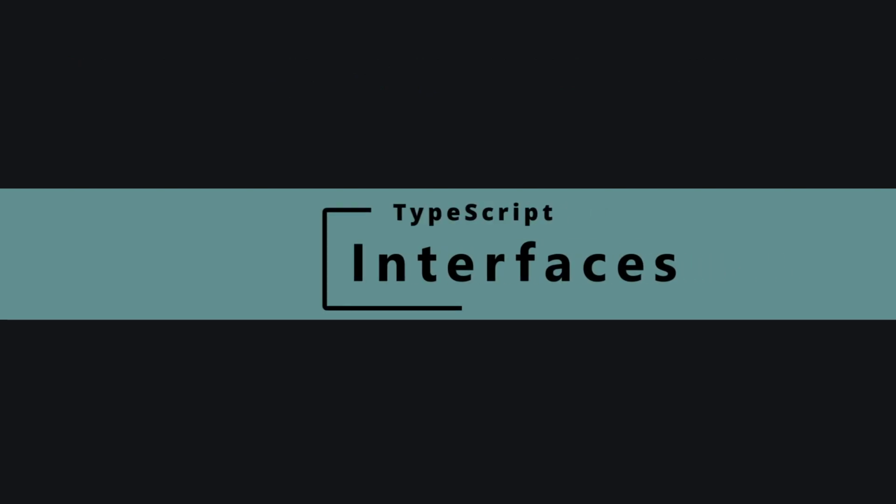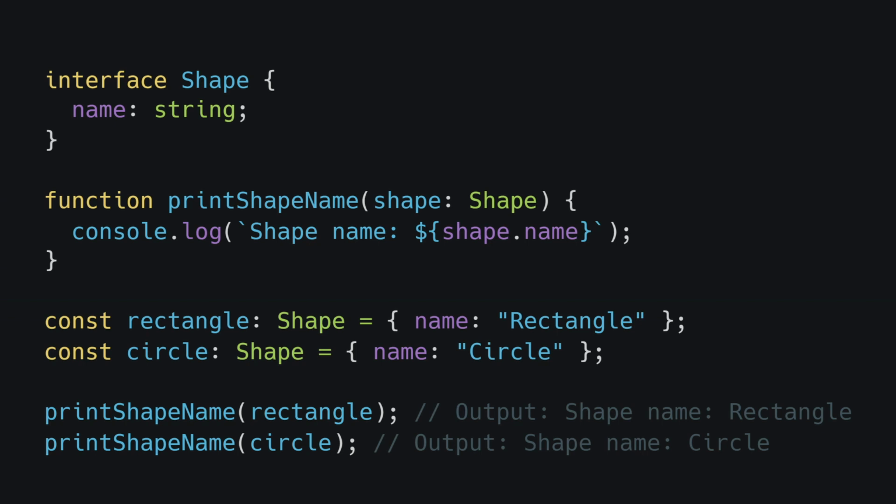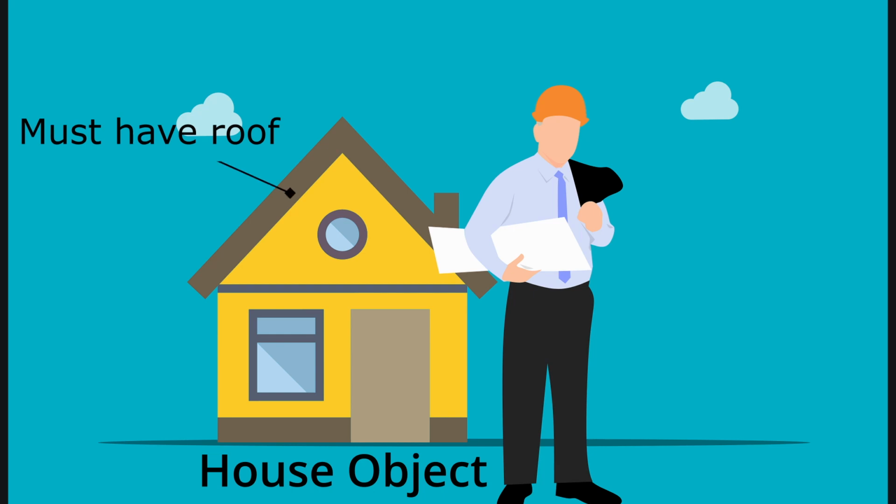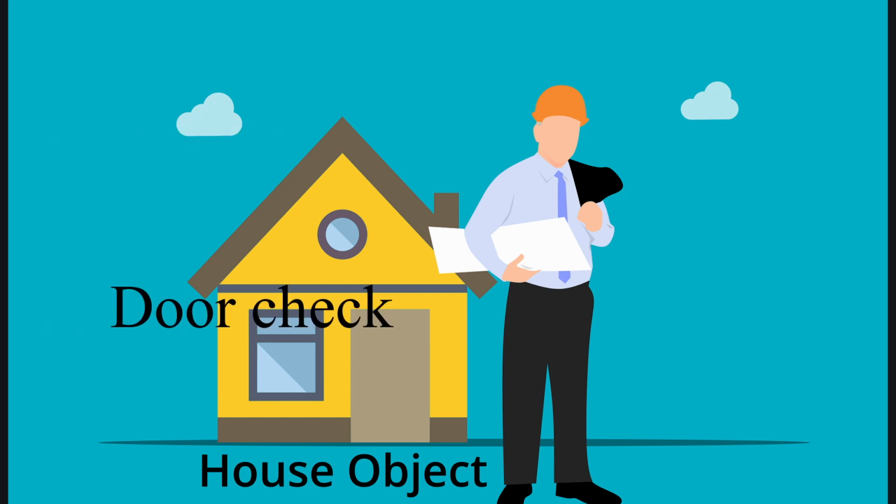Great job so far! Now, let's talk about interfaces. In TypeScript, interfaces define the shape of objects and provide a way to enforce a specific structure or contract. An interface is like a blueprint for an object. It specifies the properties and their types that an object must have. By implementing an interface, we ensure that an object adheres to a particular structure.